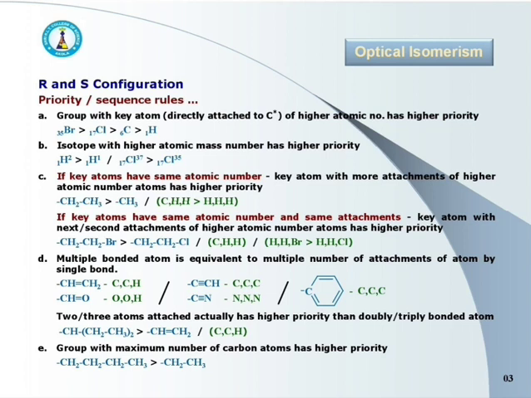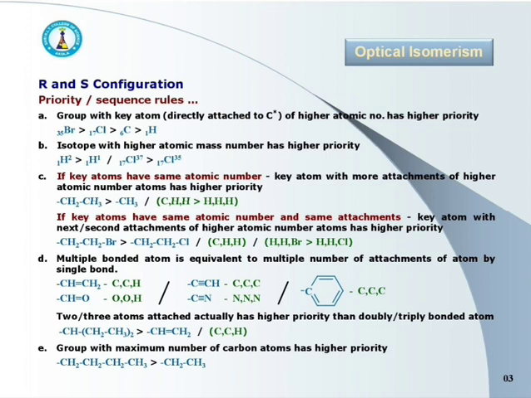The second rule is isotopes of higher atomic mass number has higher priority. 1H2 has higher priority than 1H1. Hydrogen having the atomic mass number 2 has higher priority than the hydrogen having the atomic mass number 1. That is, deuterium has higher priority than the hydrogen.